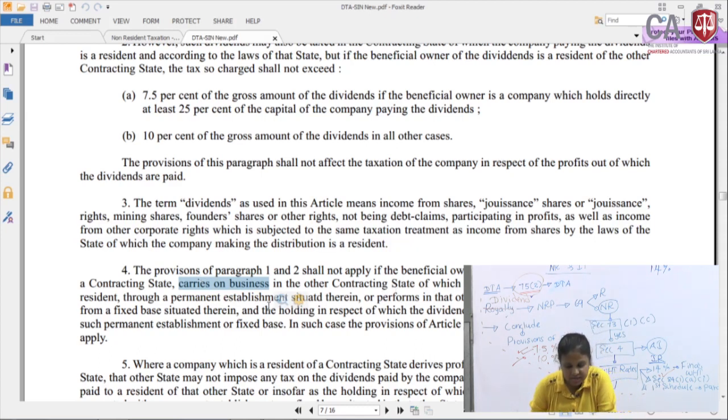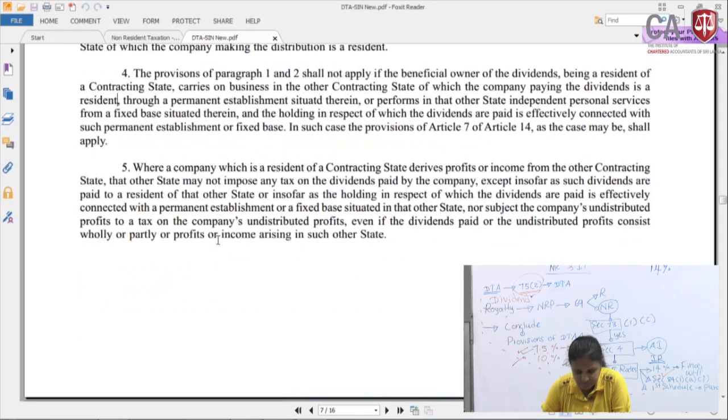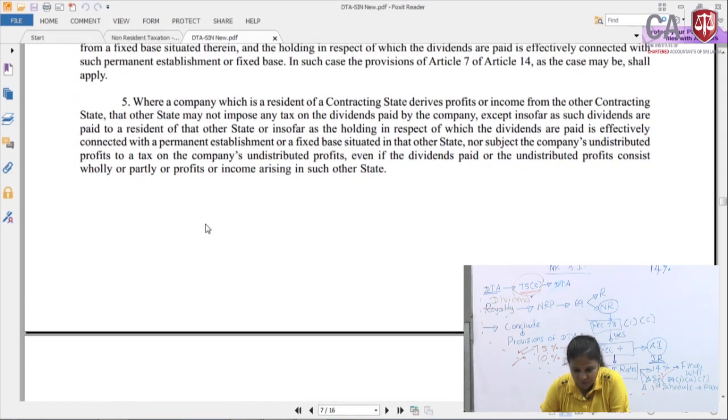Business in the other contracting state of which the company paying the dividend is the resident through a permanent establishment situated therein, or performs in that other state independent personal services from a fixed base situated therein, and the holding in respect of which the dividends are paid is effectively connected with the permanent establishment or fixed base. In such case, the provision of Article 7, the business profit, or Article 14, as the case may be, shall apply. Okay, then if it is connected to the PE, you should compute under the business income basis. Then please read paragraph 5. I am not going to discuss paragraph 5 with you all.